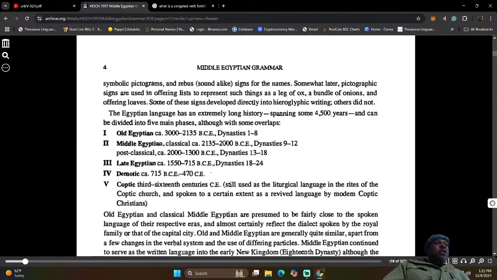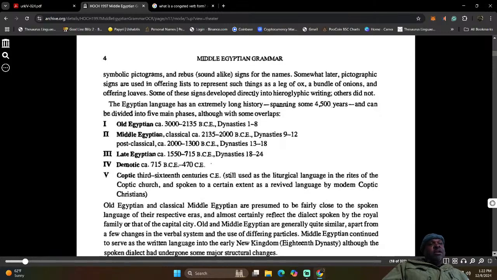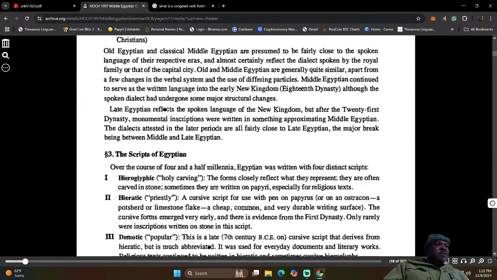But we have Old Egyptian that he has starting at 3000 BC. Middle Egyptian he has at 2135 to 2000. Late Egyptian 1500 or 1550 to 715, and Demotic 715 BC to 470 CE. Coptic, what did it say, 3rd to 16th century, and again he has that order there. We can expound on that, but I just want to get to some of the meat and the bones.